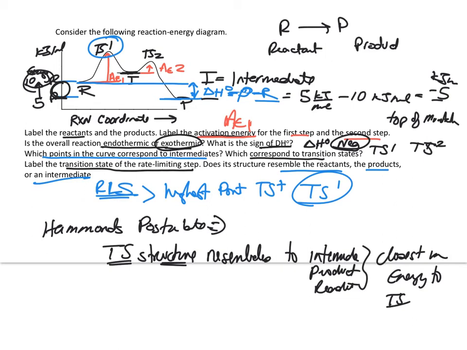So as you can see here, you look at the rate determining step, this point right here. This point is closer in energy to the intermediate. So the structure of the transition state, because we can't actually isolate that, transition state 1 would resemble the intermediate structure.